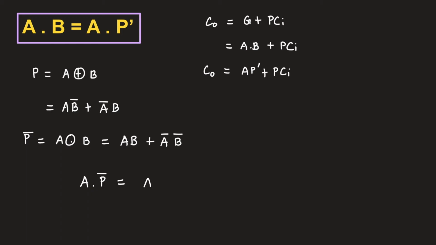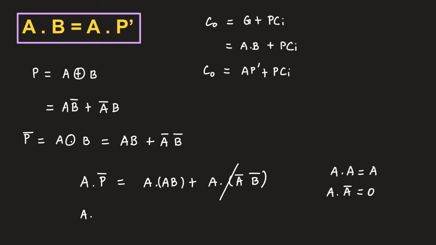So I'll be having A dot AB plus A dot A bar B bar. So now what will happen? As per the rule, we know that A dot A is equivalent to A and A dot A bar is equivalent to 0. So therefore this term will get cancelled. So I can easily equate that A dot P bar is equivalent to A dot B.